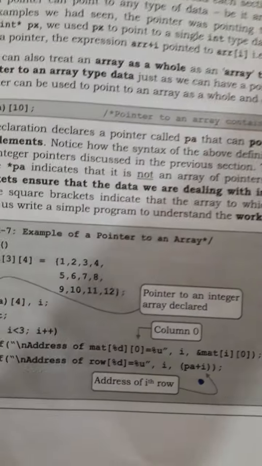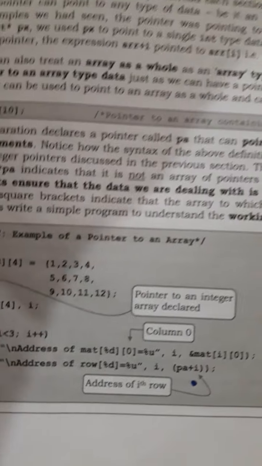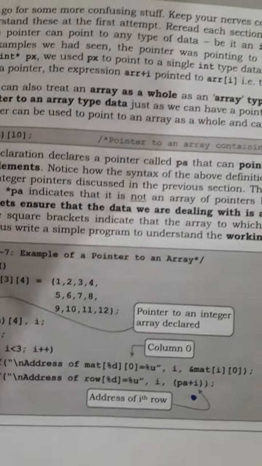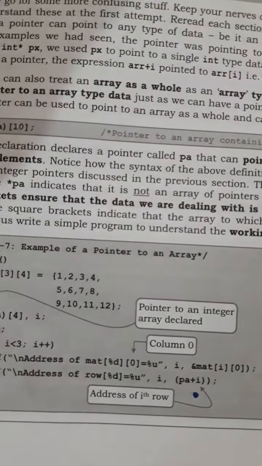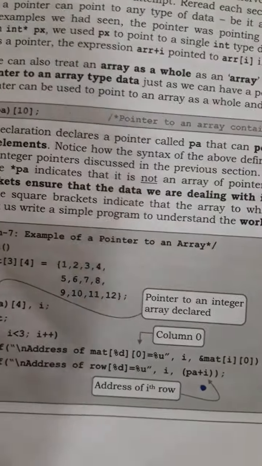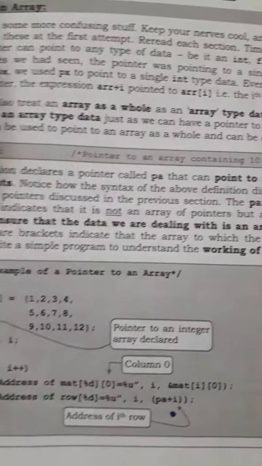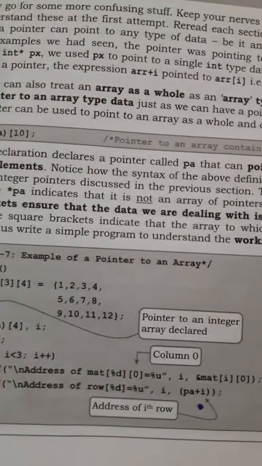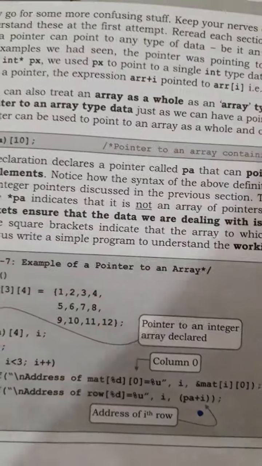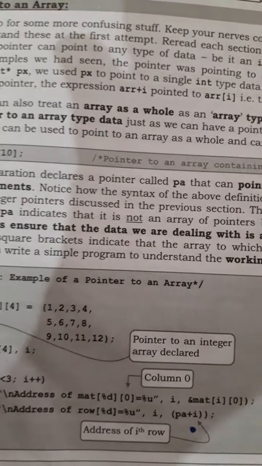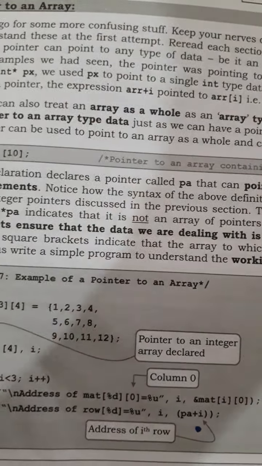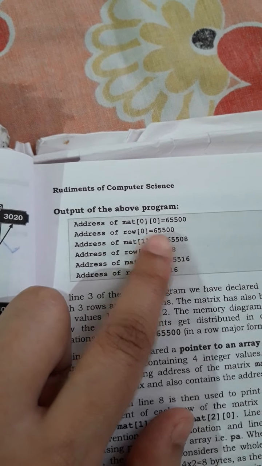p means the initial index, the 0. i means the increment value. If I want to show the fifth index value, that means 0 plus 5. If the i value is 2, then 0 plus 2, it will show the second index value, that is the second index value's address.